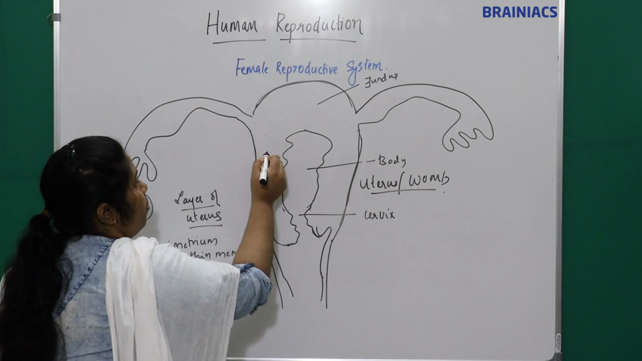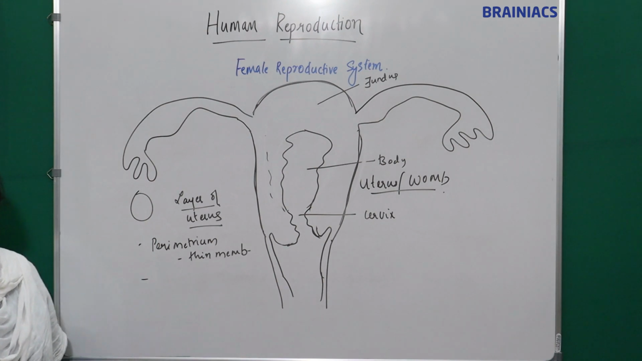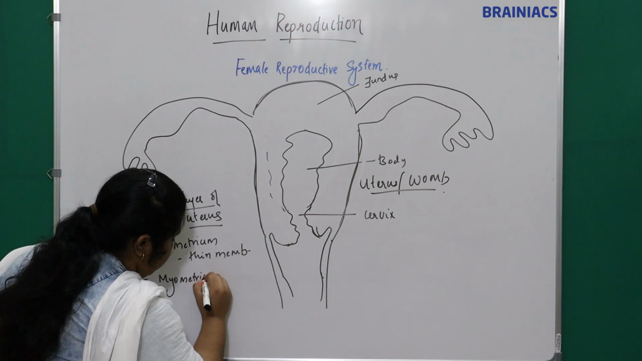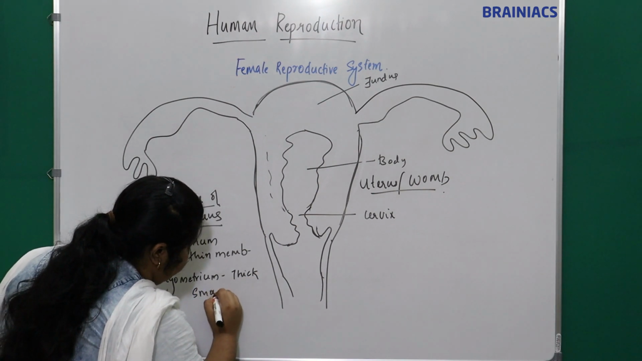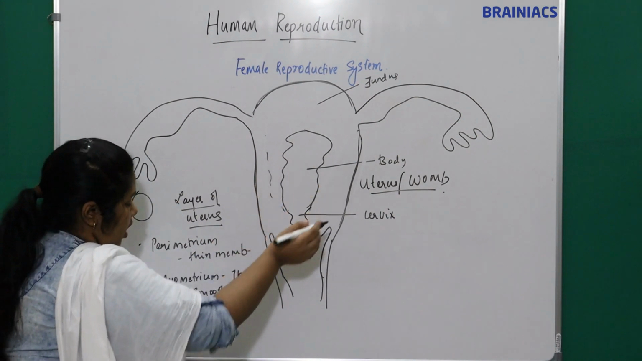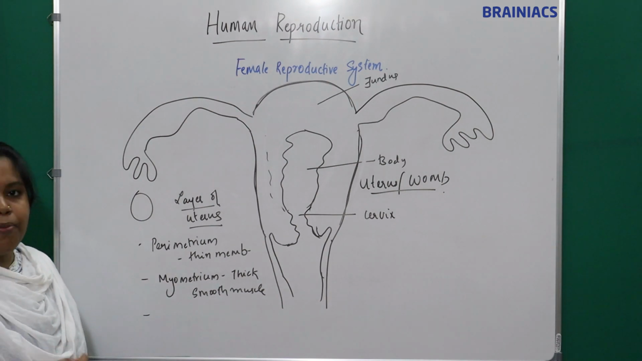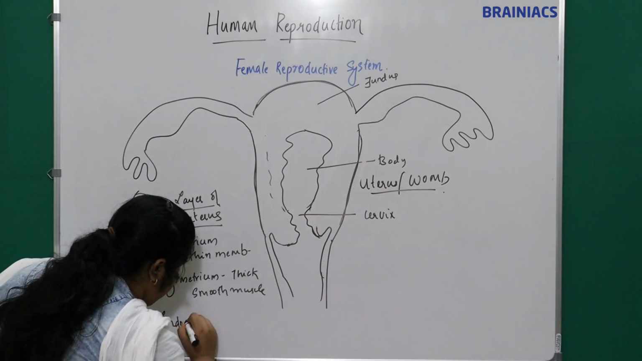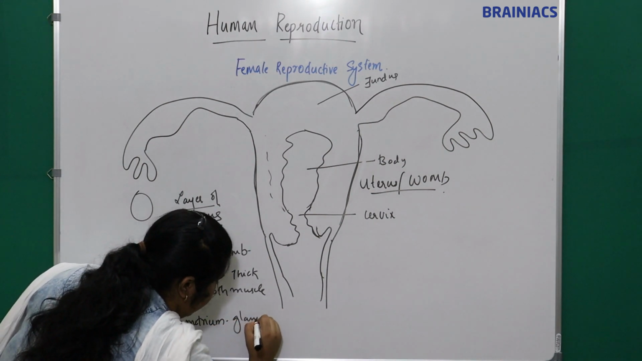In the middle we have the thick muscular layer, composed of thick smooth muscles, called the myometrium. And inside we have the glandular layer, where glands and epithelial cells, like columnar epithelial cells, are present. It is called the endometrium.